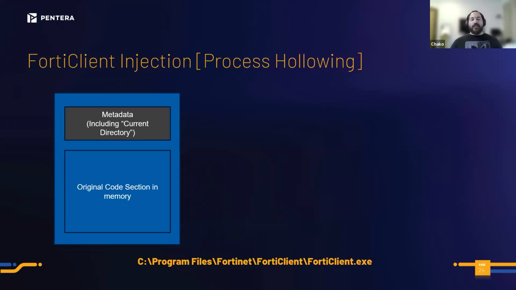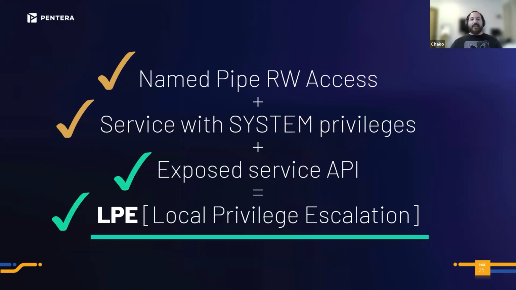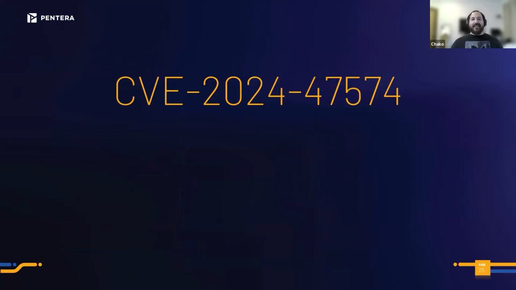So now I can perform a code injection attack. It can be anything, but process hollowing for me was the easiest one to test. In process hollowing, we basically take the original code section in the memory and replace it with malicious code instead. This malicious code will try to communicate with a named pipe under the guise, under this sort of a costume of the FortiClient process. And at this point, we actually did get an exposed service API. And that right there is the first CVE. Now, this is the first vulnerability that we're talking about.